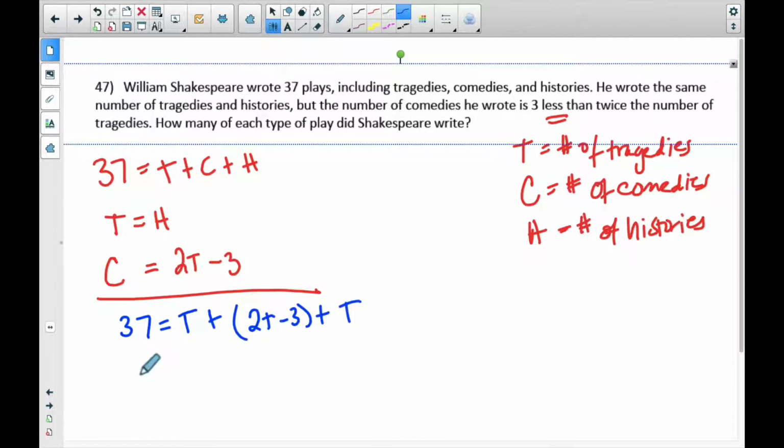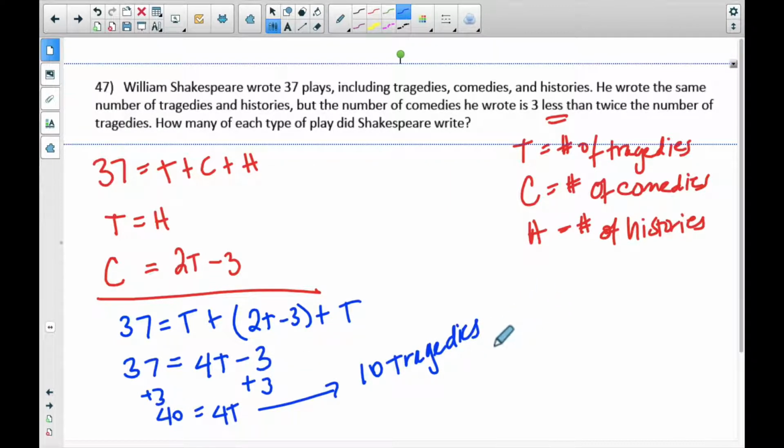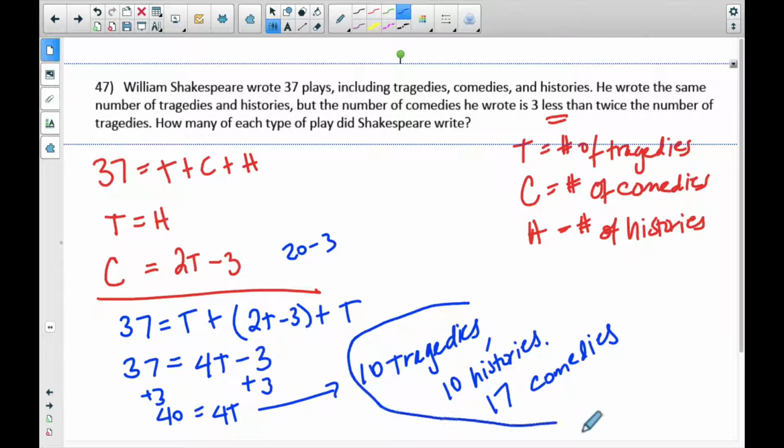Now that I've done that, I can add my like terms. 1, 2, 3, 4. I have 4 t's here and a minus 3. So he wrote 10 tragedies. That means he also wrote 10 histories. And that means that the comedies is 20 minus 3, or 17 comedies. And once again, if we add those 3 up, they should add up to 37, which they do.